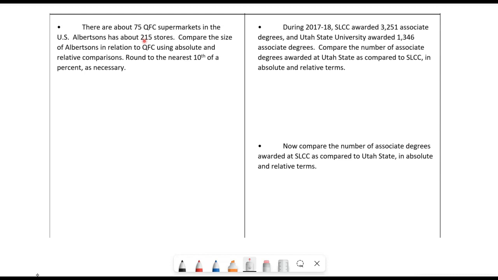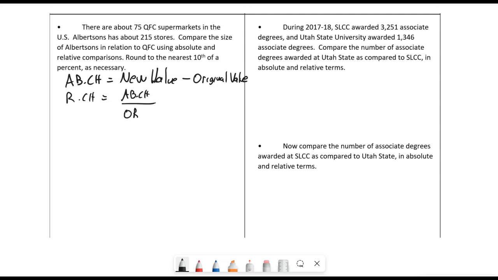All right, so the formula: absolute change equals new value minus original value, and relative change is the absolute change over the original value times 100%.